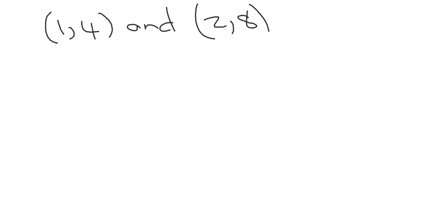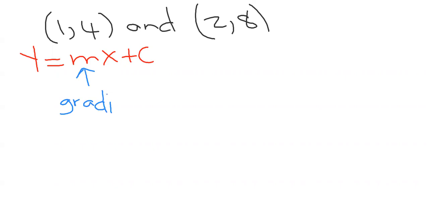For us to find the equation of that line, we are going to use the formula y equals mx plus c. From this equation, it means we need the gradient, so we have to look for the gradient. And then we need the c, which is the y-intercept.